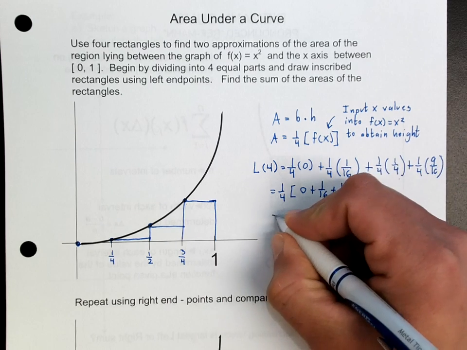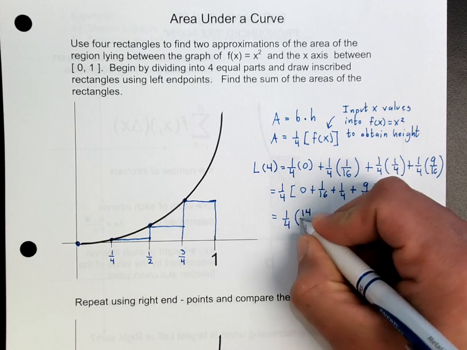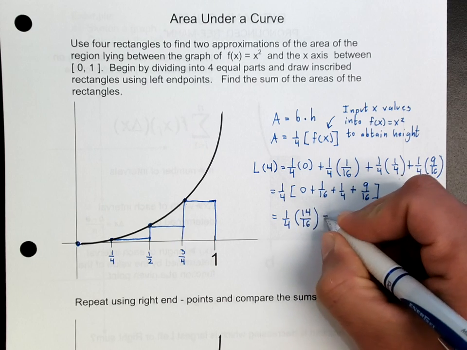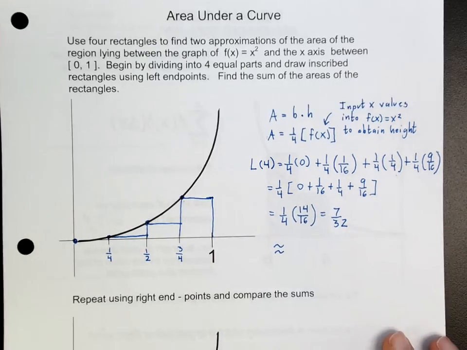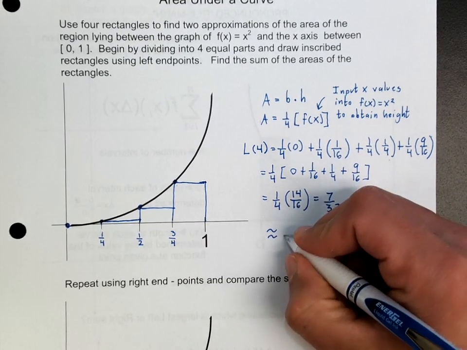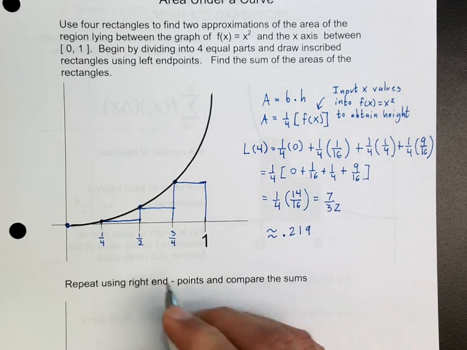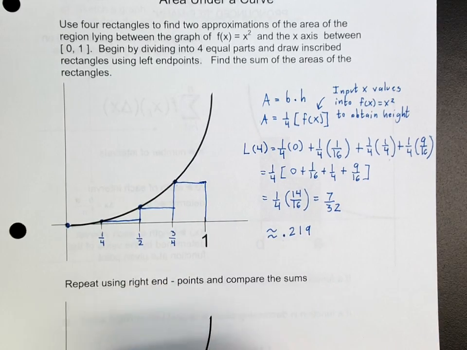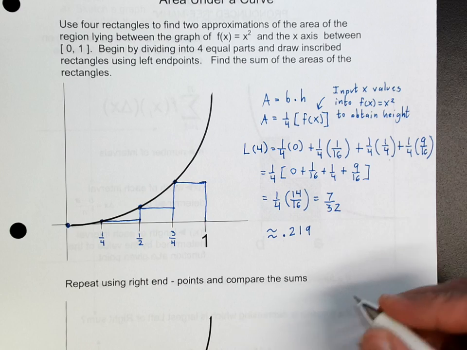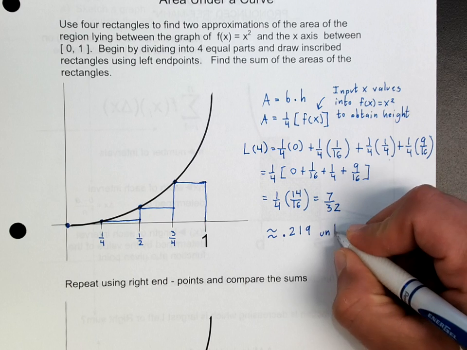And that would give you 1/4 times 14 over 16. That's equal to 7 over 32, which is approximately, now of course I've used my calculator already, 0.219. And if you look at it, if I'm trying to approximate the area under this curve by using these rectangles with the left endpoint, then I'm going to underestimate the area because this is not going to cover all of it. Alright, so we're going to say that this is an underestimate.